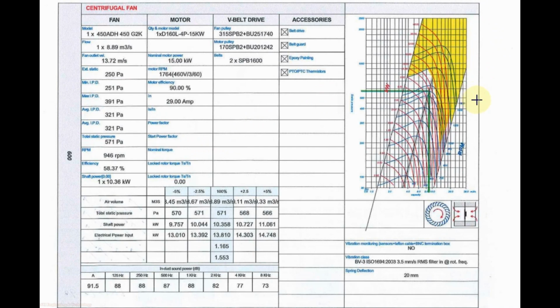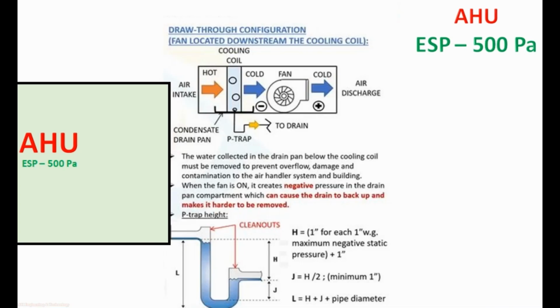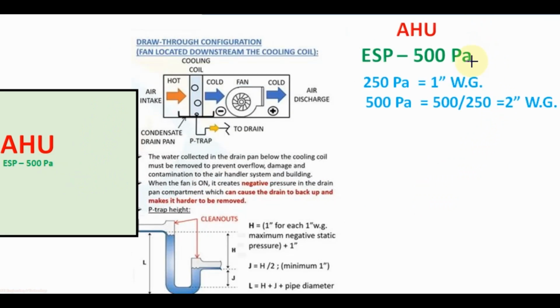If you cannot find any of these data, you can simply ask the supplier what is the external static pressure for the unit. To make it easy to understand, let us make a sample calculation. Assume we have an AHU having external static pressure equal to 500 Pascal. First, we will convert our external static pressure value from Pascal to water gauge, and we have the formula. If we divide the Pascal by 250, then we can convert it to inch water gauge. So we will divide 500 by 250, then we will get the external static pressure equal to 2 inch water gauge.